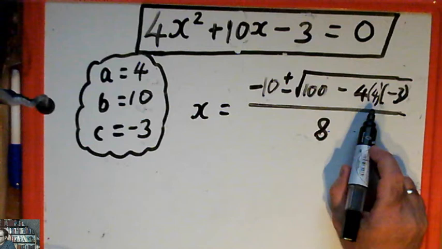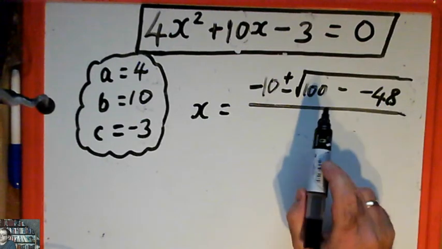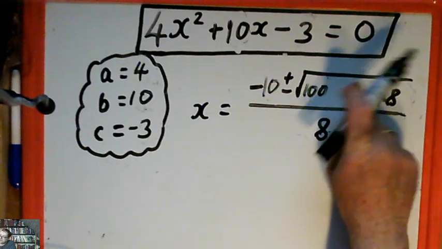So we've got to be a little bit careful here, because we got a minus 48, but there was already a minus in the formula. So you get 100 minus minus 48. Minus minus makes plus. So that's the same as 100 plus 48, which is obviously 148.